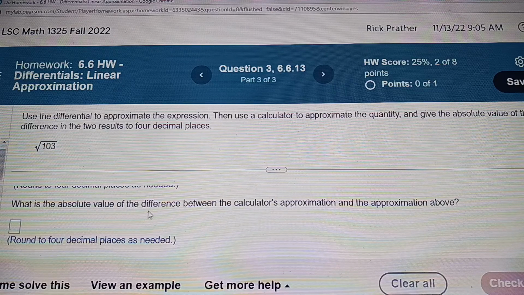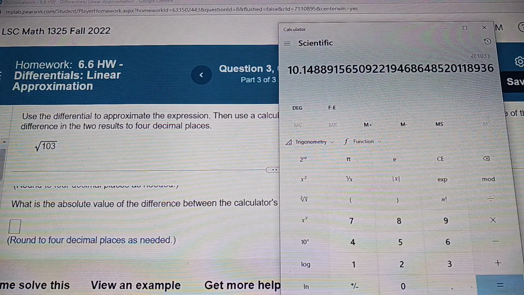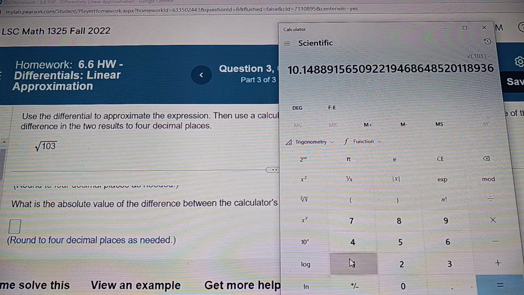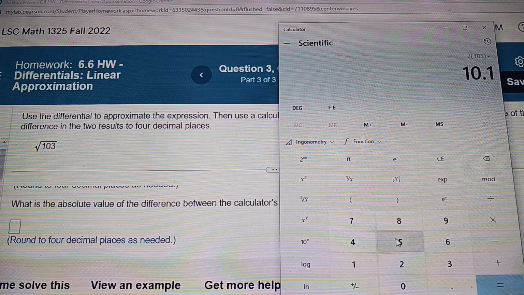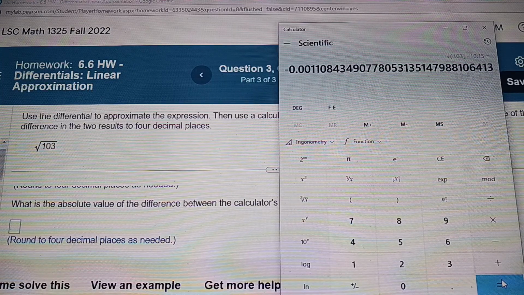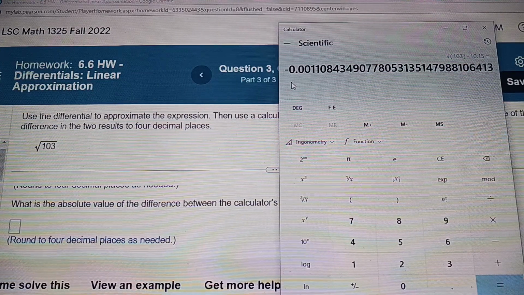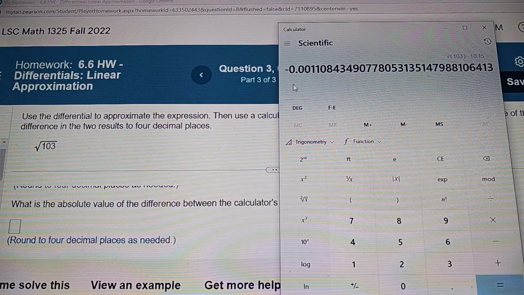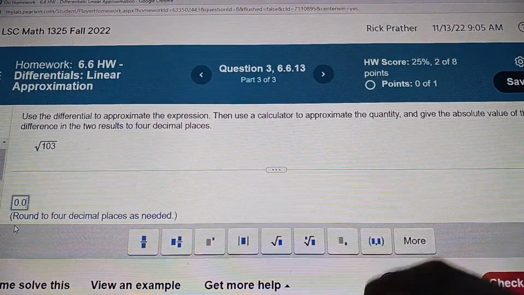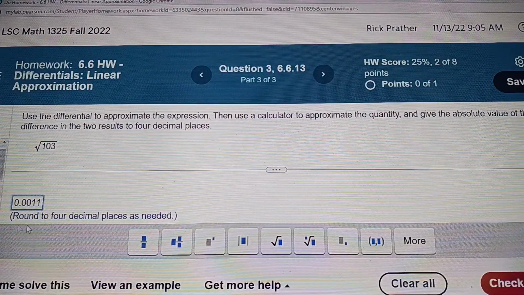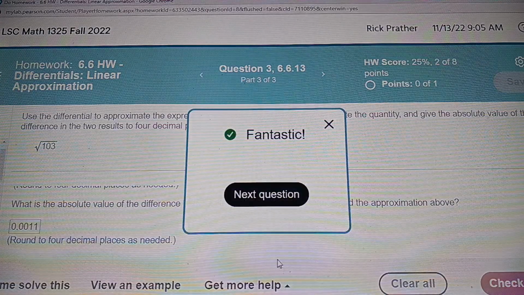What is the absolute value of their difference? So that's where you just subtract their difference. And if you get a negative, just ignore it. Whoops. Although there it is. Okay. So just ignore this negative. The absolute value means what's the distance away from them. How close is this to 4 decimals? It's only off by 0.0011. 0.0011 is the difference it's off by. That's a pretty small difference.